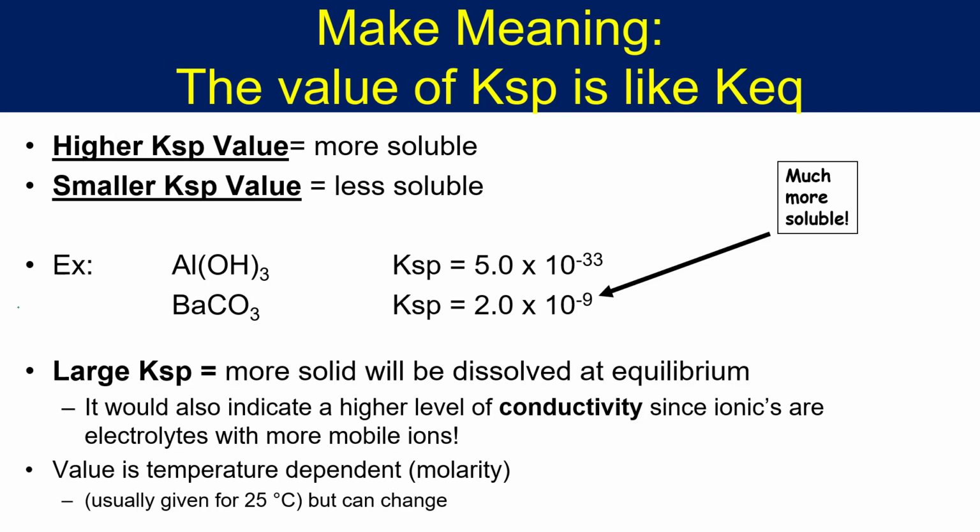If you do have a large Ksp and you have an ionic solution, your level of conductivity is much greater. Why? More dissolved mobile ions means greater electrical conductivity.